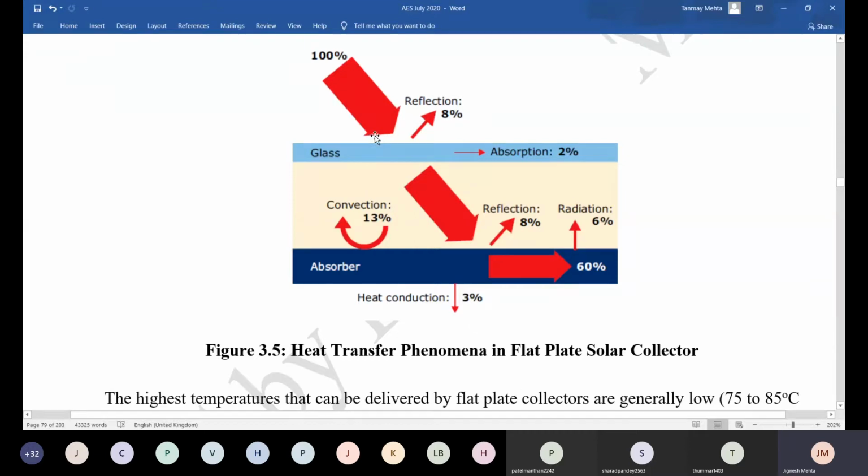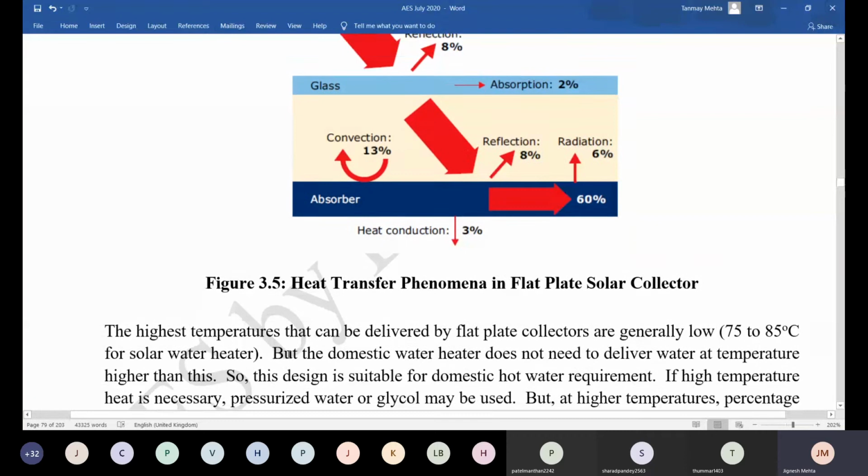So one loss we talked about, optical losses, which is like the transmission loss here and the absorption loss here, right? And then once it is absorbed, there are different ways in which heat loss occurs. Okay. So this is about the heat transfer phenomena in flat plate solar collectors.